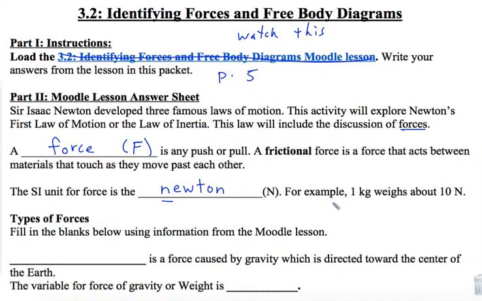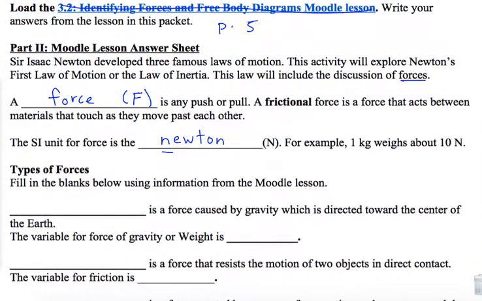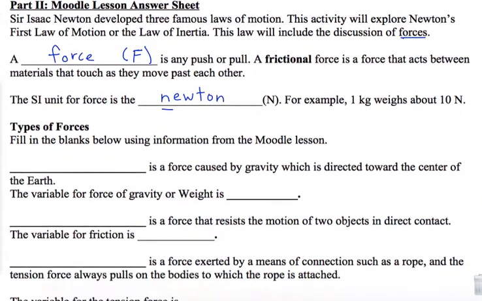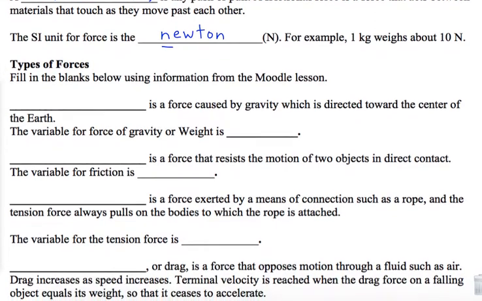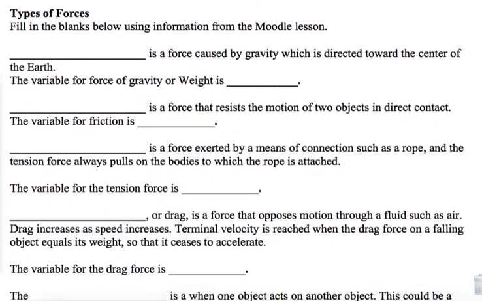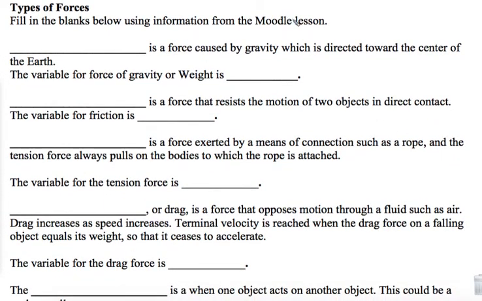To get an understanding of what a Newton is, 1 kilogram weighs about 10 newtons. Alright, so that's about 2 pounds. About 2.2 pounds is about 10 newtons. Alright, types of forces, fill in the blanks using the information from this video.